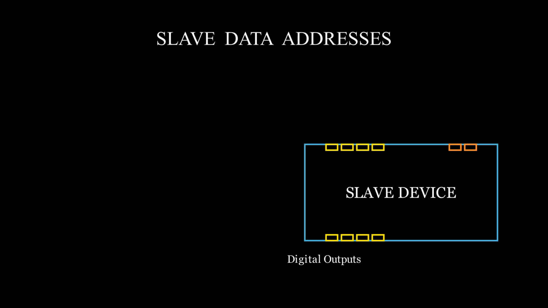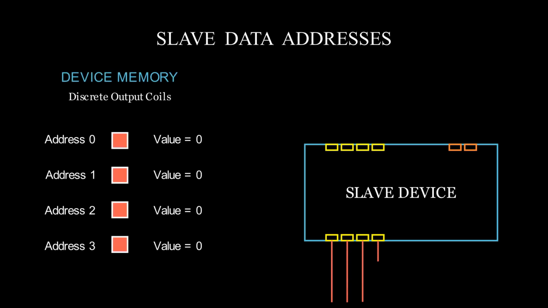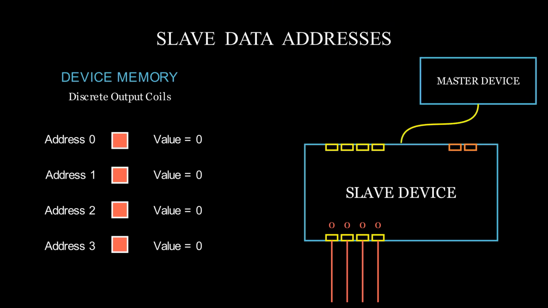The memory area used to hold the data for digital outputs is called discrete output coils. Just like the discrete input contacts, discrete output coils have corresponding addresses in memory. Let's arrange the screen to show the memory area and how the communication affects values. Let's assume the digital outputs are placed in addresses 0 through 3. If the master writes data to any of these addresses, the corresponding coil changes its state as a result.